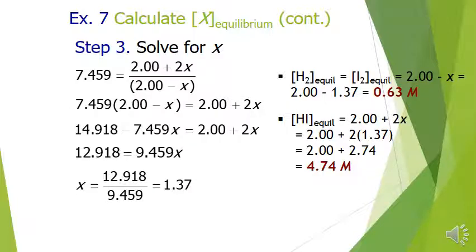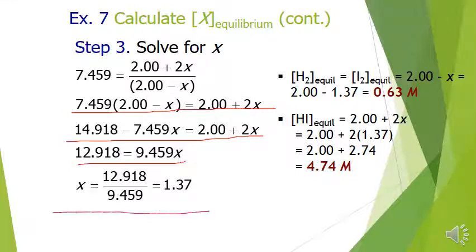All right, and then you take the square root of both sides, and you get 7.4959 is equal to this. Then you write it out, then you expand it, further expand it, and then do your algebra, and then you get x is equal to 1.37. Okay, so it's just simple algebra from here to here.